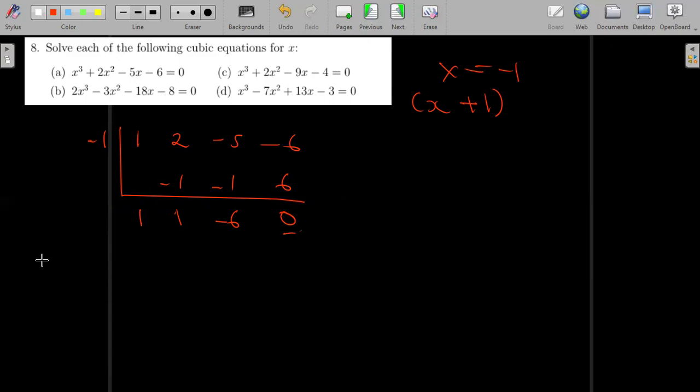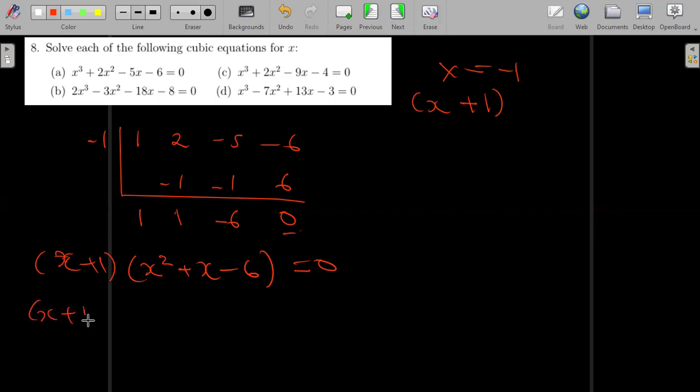And this has simplified the equation. So I have x plus 1, that which I found at first. Then what remains is reduced to x squared plus x minus 6, and of course this is equal to 0, because this is a cubic equation that is equal to 0.